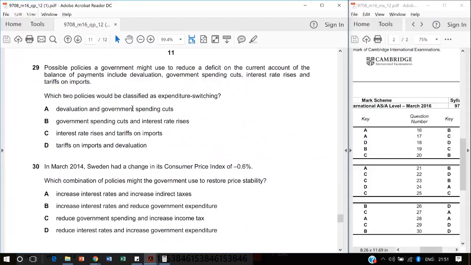Government spending cuts and interest rate rises. Both are very contractionary policy. Interest rate rises are monetary. Government spending cuts are fiscal. Both those two together will cause AD to fall.